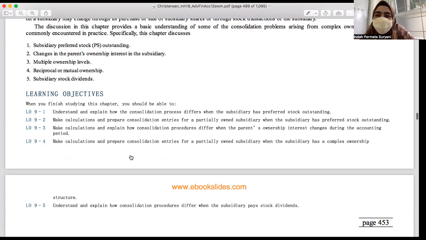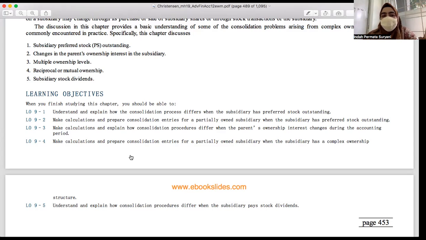The fourth one is to make calculations and prepare consolidation entries for a partially owned subsidiary when the subsidiary has a complex ownership structure. We're also going to focus on the complex ownership structure and how the calculation and consolidation entries are prepared by the company. And the fifth one is to understand and explain how the consolidation procedure differs when the subsidiary pays stock dividends.